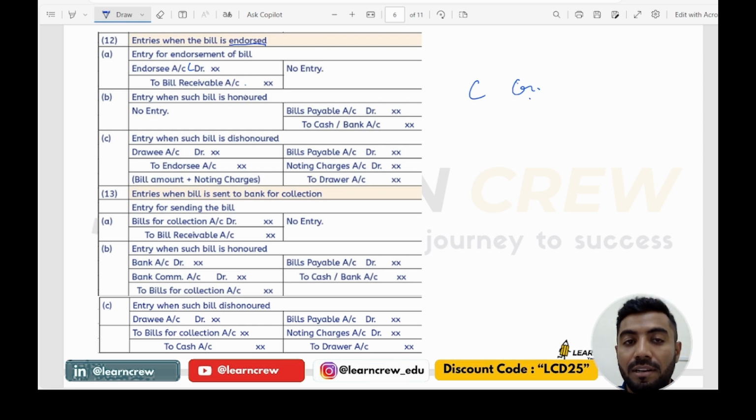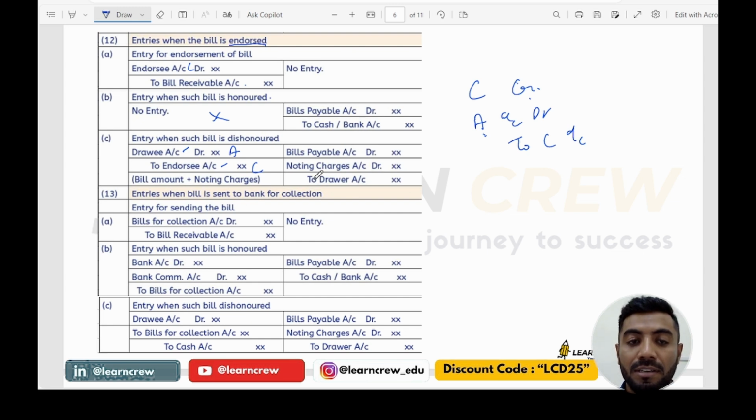Again, when it is transferred and honored, there is no entry in your books, because A will be paying C directly. When it is dishonored, we reverse the entries. We'll have to receive from A's account and pay to C. A's account debit to C's account. This is the entry. A is the drawee and C is the endorsee. A account, C account. These are the entries.